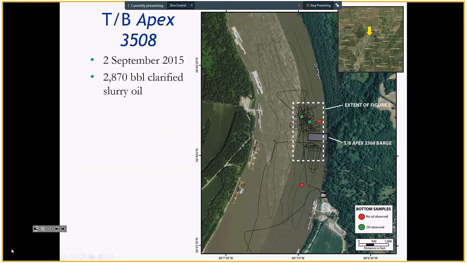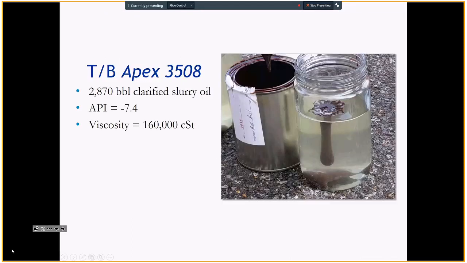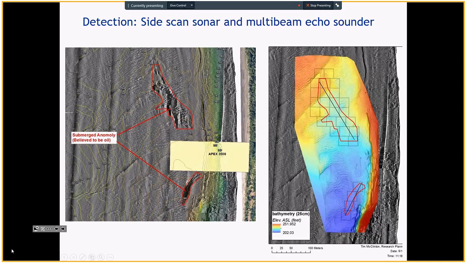Now, the Apex barge, we talked about that quite a bit. There's a location map here. This oil, there's a surface tension component to it. Some of it would kind of float for a second, but then it would go straight to the bottom. API minus 7.4. This is the barge, this yellow rectangle. The first image was obtained with just a little fish finder at first. You could really see it pretty well.